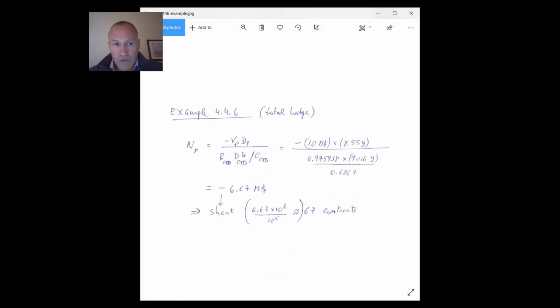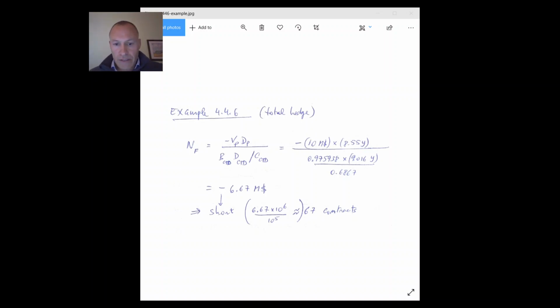So again, this is the formula. This is the value of the portfolio and the current duration. And then this is the price of the bond that I expect to be the cheapest to deliver and its current duration. And this is the conversion factor of that bond. So doing the ratio, we get this number here. The minus sign means that I need to short the futures contract. So the trade again is to short this amount of notional, or rounding to the size of the contracts, I should short 67 contracts. Okay.